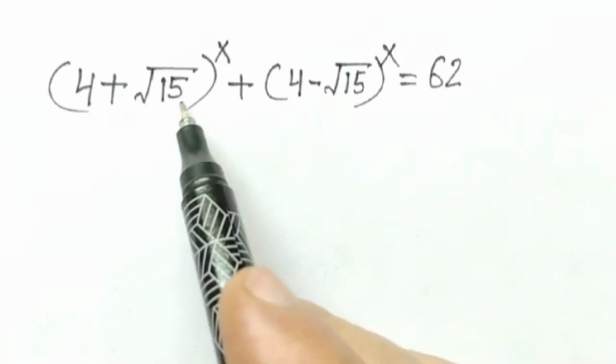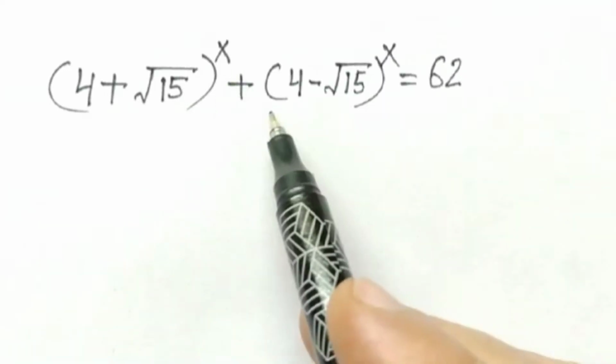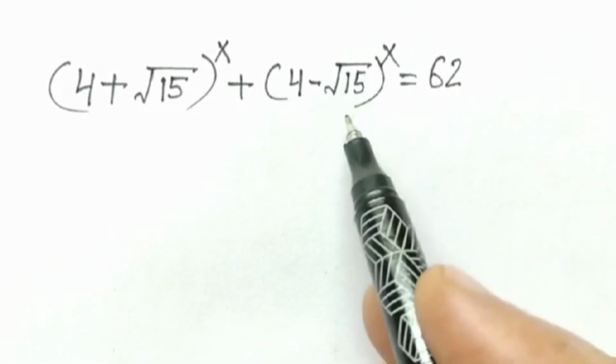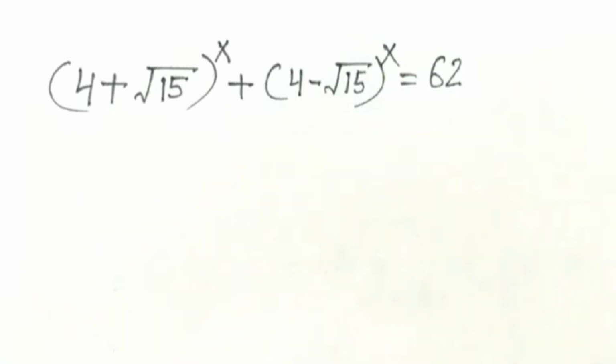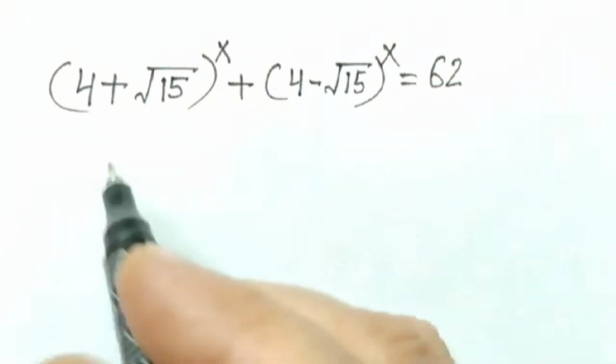(4 + √15)^x + (4 - √15)^x = 62, right? So how to solve this equation? Let's start.